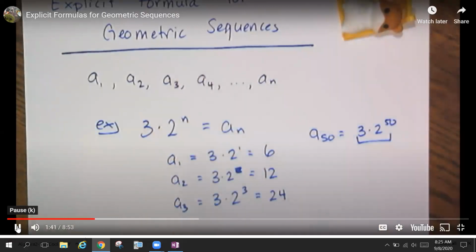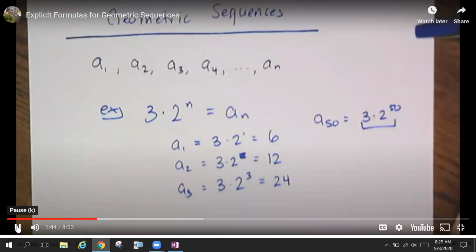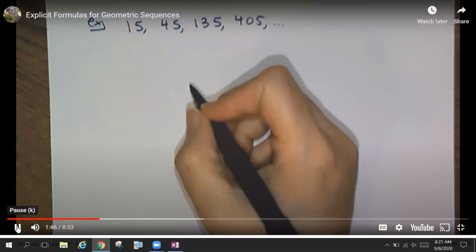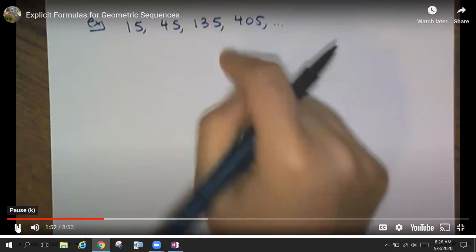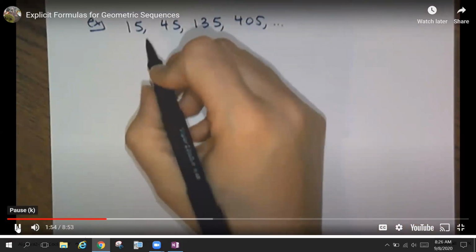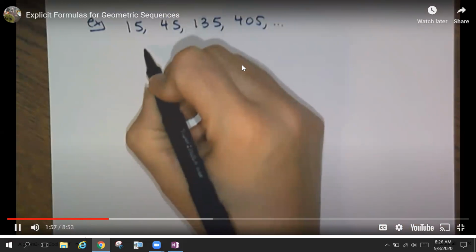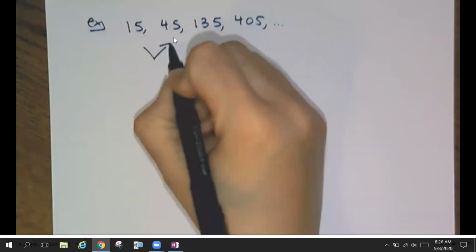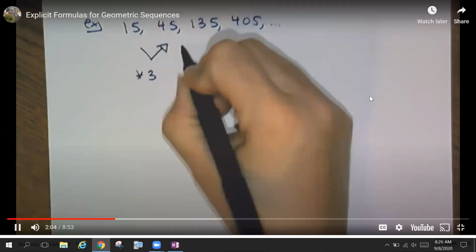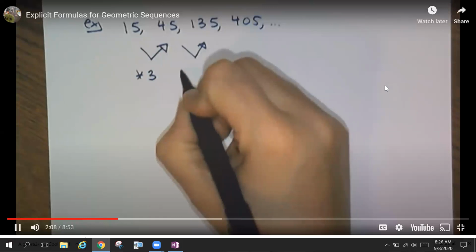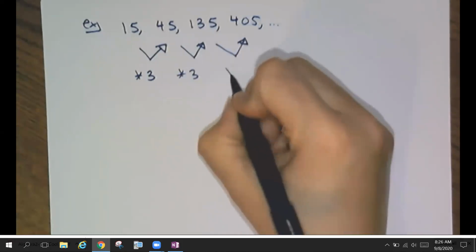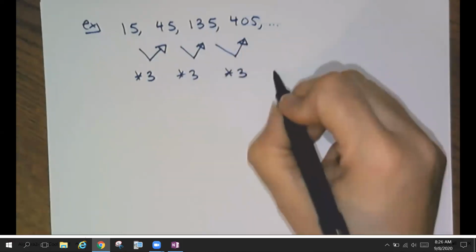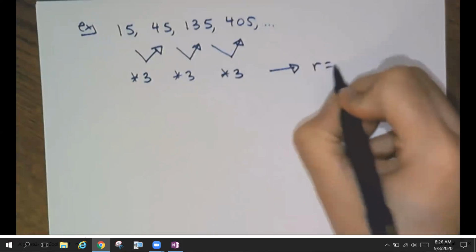Now, the hard part of sequences is being able to write an explicit formula. So now let's try to use a very simple technique to find the explicit formula for this sequence. So first thing I have to do is check to see if it's geometric, which means I have to see if there's a common ratio. So turning a 15 into a 45 is a times 3, and a 45 into a 135 is also a times 3, and a 135 to a 405 is also a times 3. So there is indeed a common ratio, and it is 3.